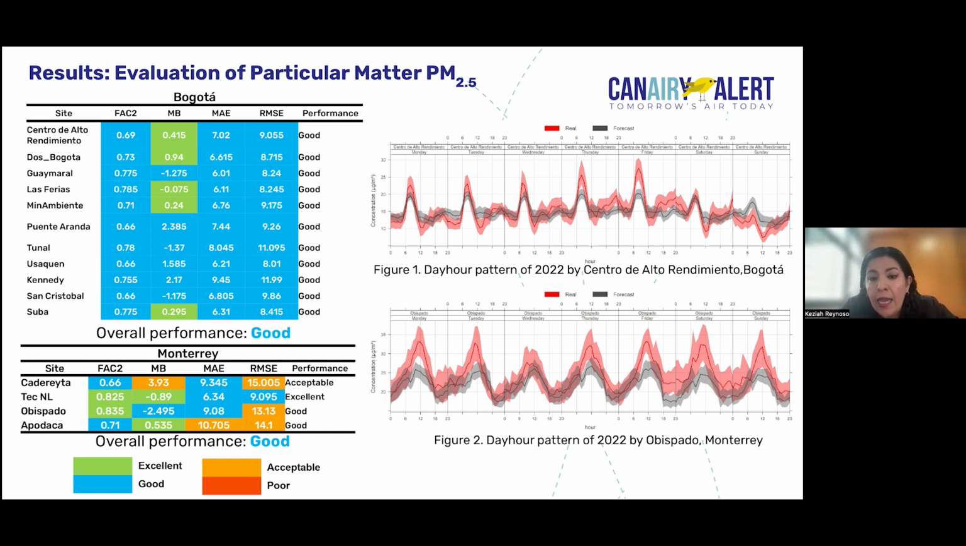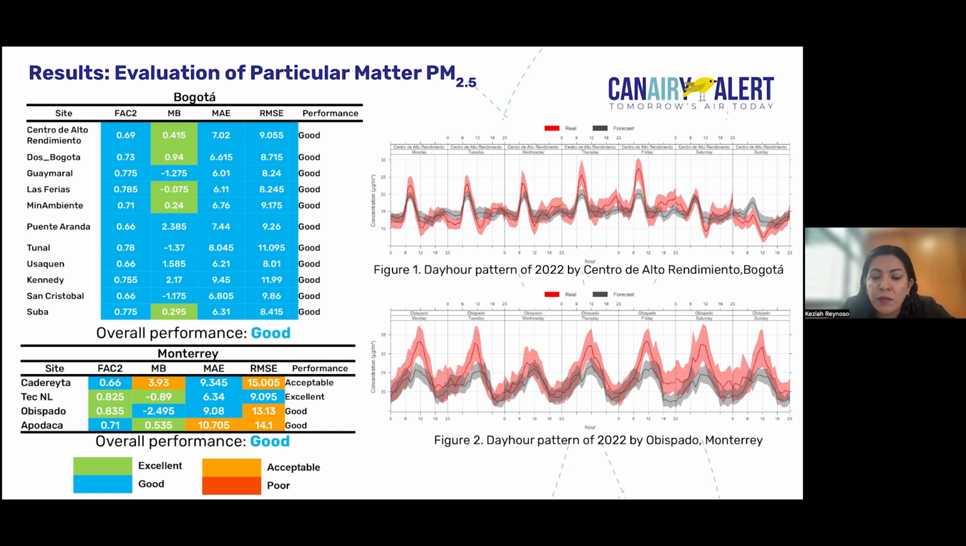On the right-hand side, you'll see two graphs. At the top, we can see the results for the High Performance Center in Bogotá 2022. The figure shows in red the real data and in gray the forecast data. And you'll see them for each day of the week over the daytime.